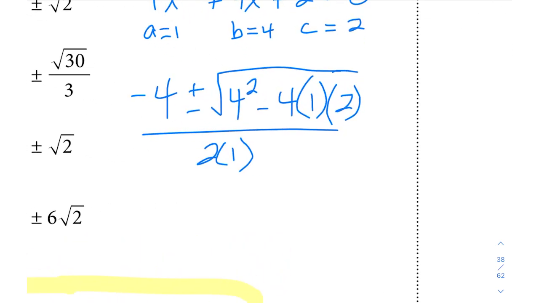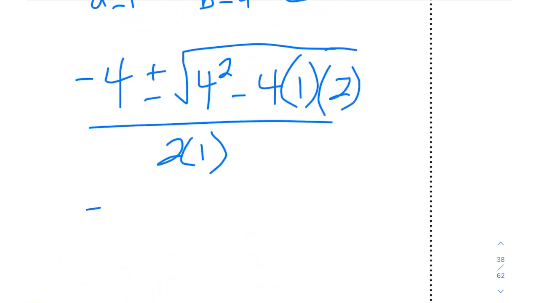And then from here, we need to simplify as much as we can. So this will be negative 4 plus or minus the square root of, that's going to be 16 minus 8, so it's just square root of 8 over 2. And square root of 8 can be rewritten, let me make that square root sign a little bit more appropriate to size, but that can be rewritten as 2 root 2.